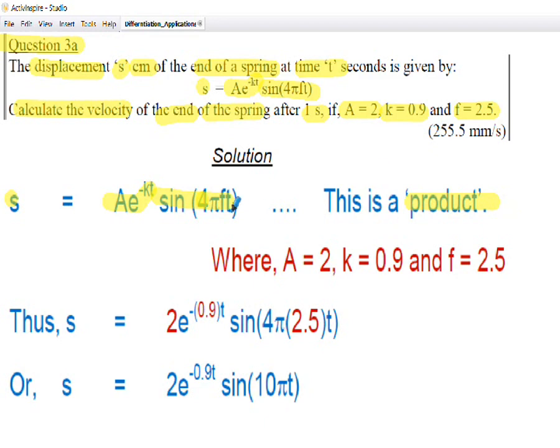First of all, let's take the information from the question. We know a is equal to 2, k is equal to 0.9, f is equal to 2.5. We've simply first of all put them into the s equation. So in goes the a, in goes the k term we've got there, and in goes the f term there. So simply putting in the terms given in the question into the equation. That simplifies to give me s equals 2e to the minus 0.9t multiplied by sine of 10 pi t.